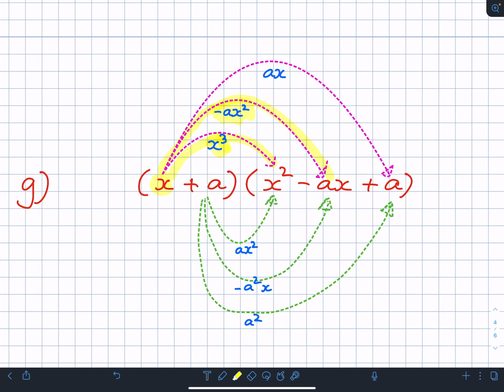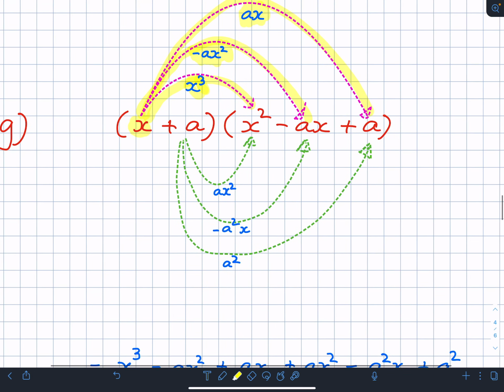And then thirdly, we've got x multiplied by a. And is it ax or is it xa? We should say it's ax. So we put them in alphabetical order. So it's ax. Okay. And then we're going to multiply out a. So we've got a multiplied by x squared. That gives us ax squared.